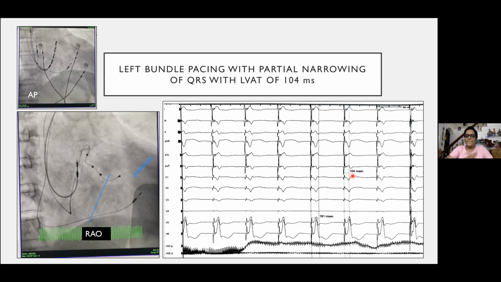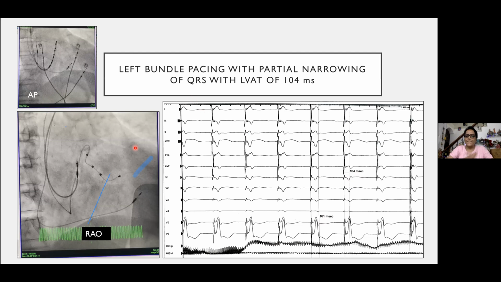We are getting an incomplete RBBB with a terminal R in V1. We are getting a QRS of 160 and an LVAT of 100. So definitely it's not good enough. Obviously you can accept it, but I would not do that when I can do something better.